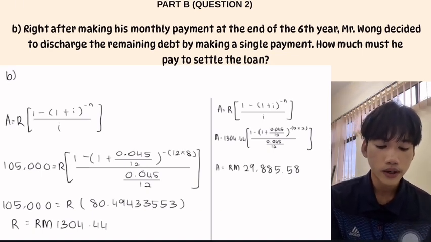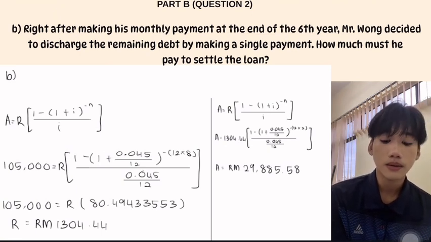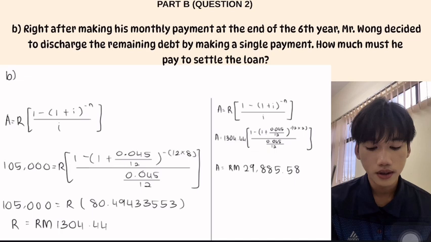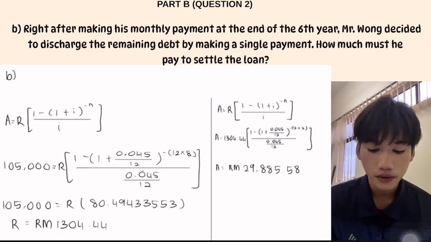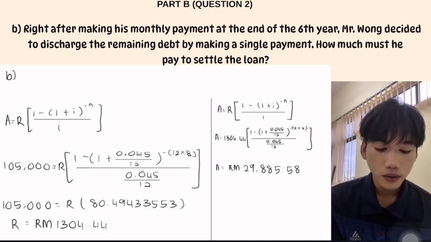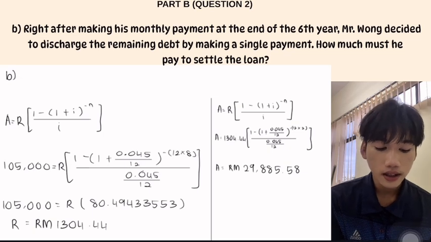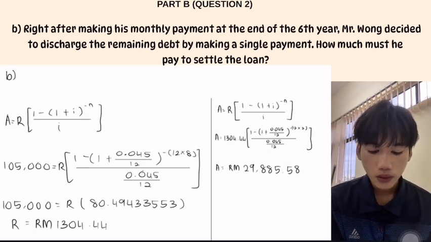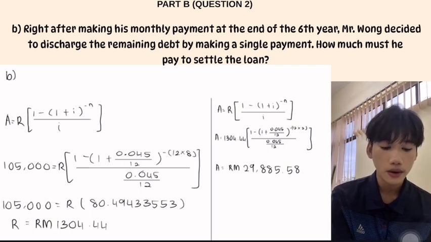Question B, we're going to use the formula A equal to R in the bracket 1 minus in the bracket 1 plus i to the power of negative n, divided by i. We must find the R first from the given information, which is RM105,000 for the A, 0.045 for the K, 12 for the M and 8 as the T. We're going to get RM1,304.44 for the R.